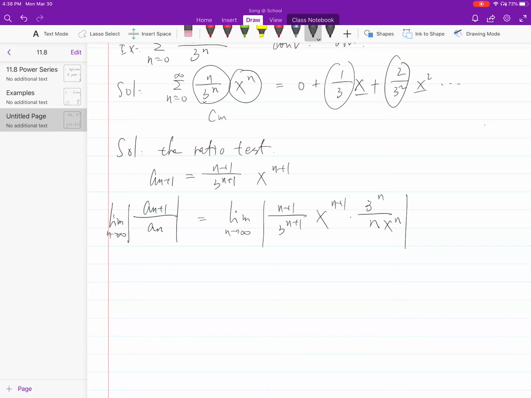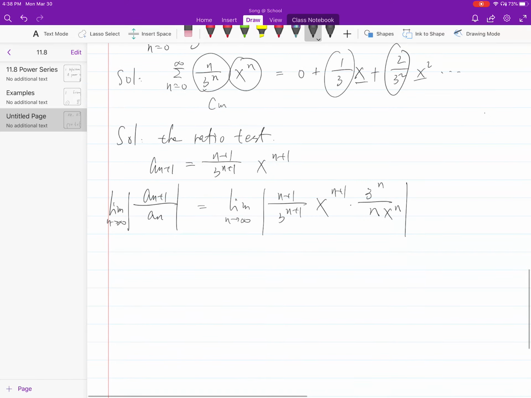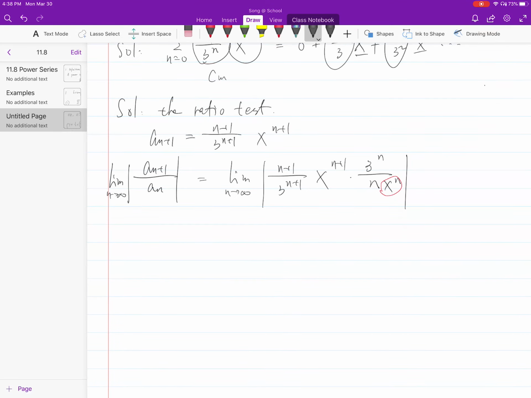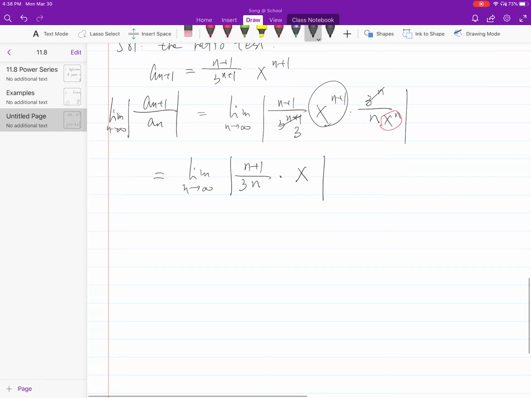Remember, you can pause any time to verify what you have. So try to make sure that you understand why x to the n is on the bottom. Okay. Then what we can do is we can start to cancel. We have a 3 left. So what we have here is limit n goes to infinity, absolute value. Let's decompose them into 2 parts. (n plus 1)/n with a 3, times x, because x to the n plus 1 and x to the n, they cancel. You just have one more x left.